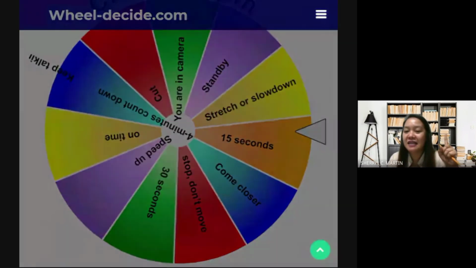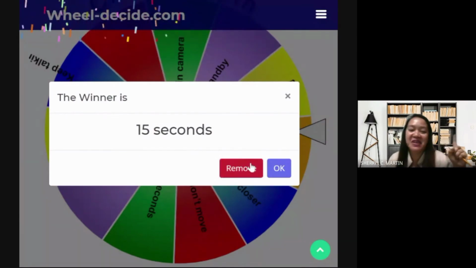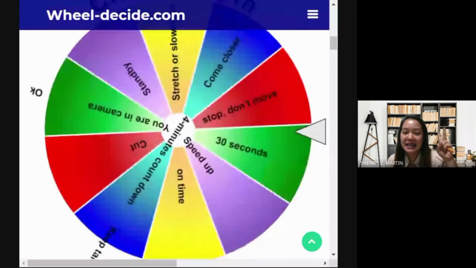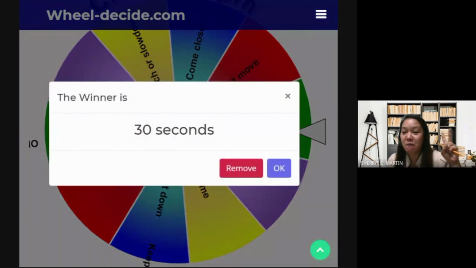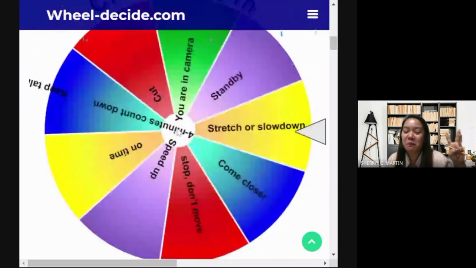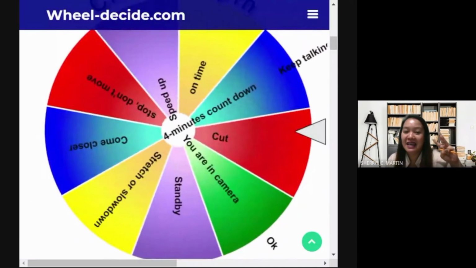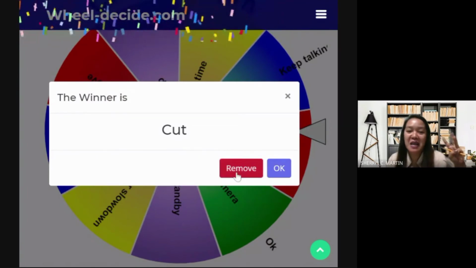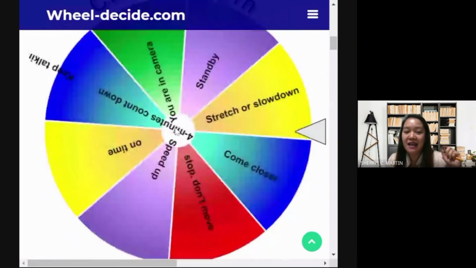15 seconds. Ken, hindi ko nakikita kamay mo. Okay, very good. 2. 30 seconds. Oh, aba. Very good. Cut. Okay. Very good. Last one. Perfect kaya?